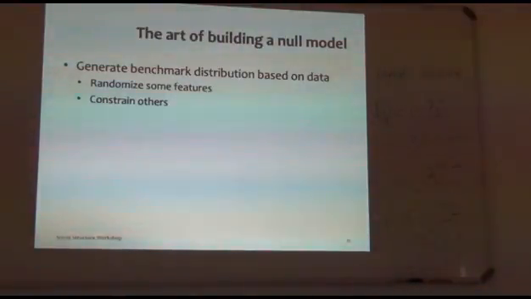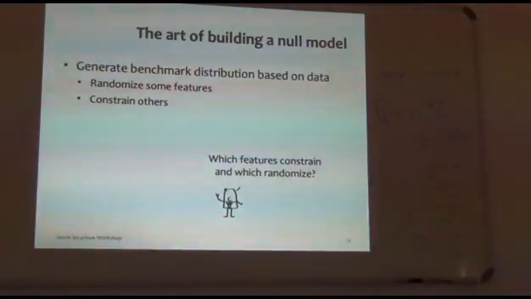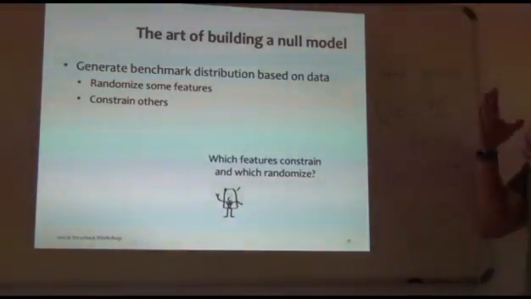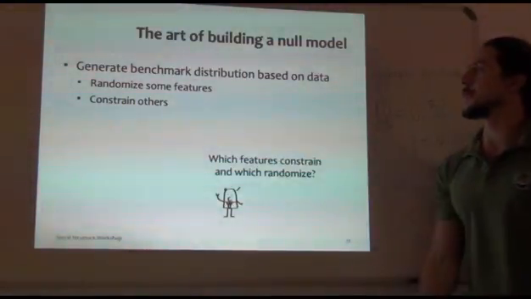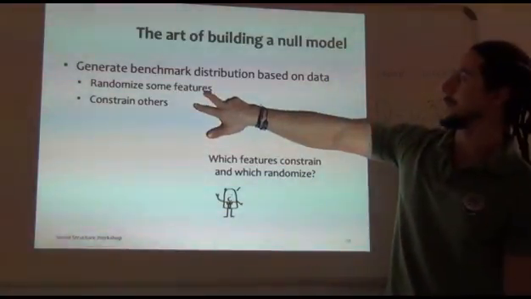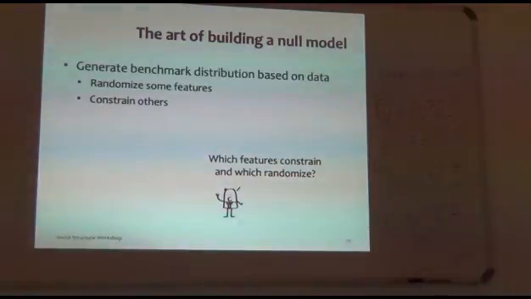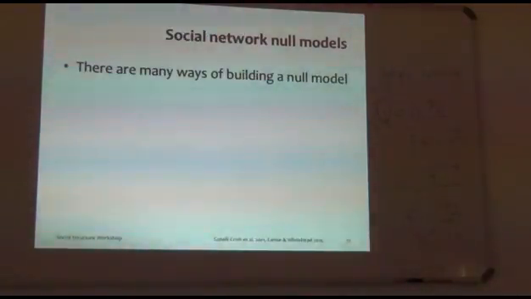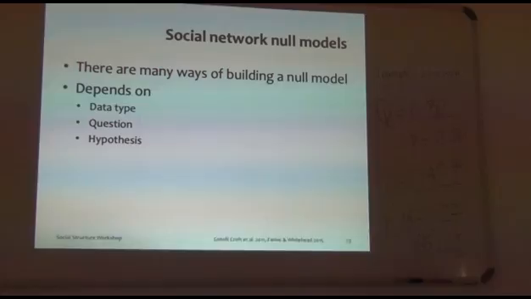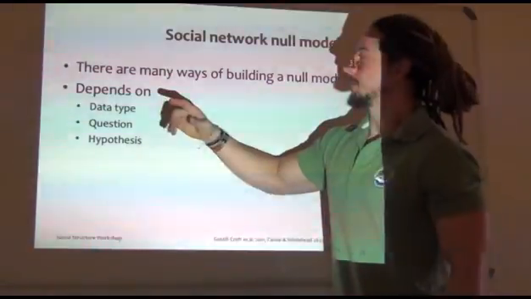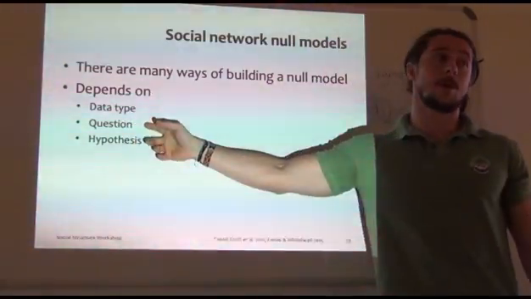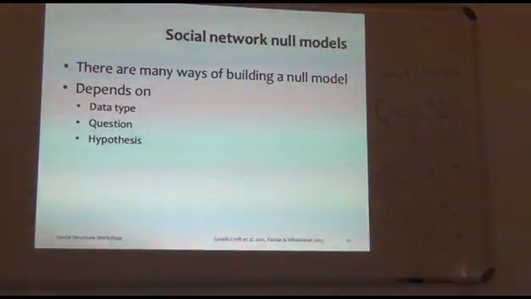Again, the art of building a null model. You want to generate a null benchmark distribution, randomize some features of your data, but constrain others. And choosing them depends on the type of data you have, on your question and on your hypothesis.